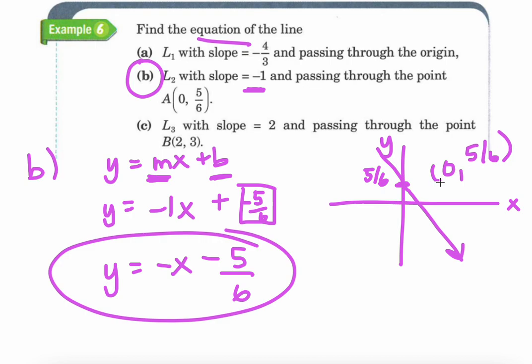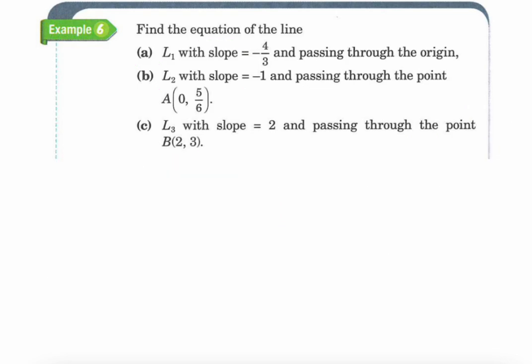Okay, so whenever they give you a point that's 0, whatever, they're really telling you the y value, the b value. And when it's touching 0, hello, that's exactly the b value, because that means it lies right on that axis, because that's where x equals 0. All right, let's move on to C.